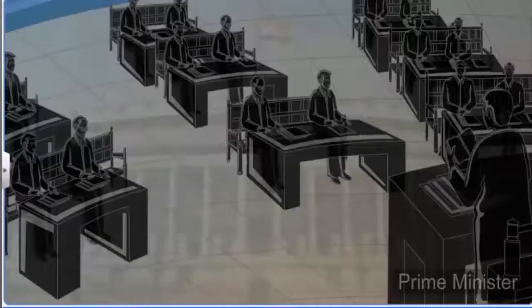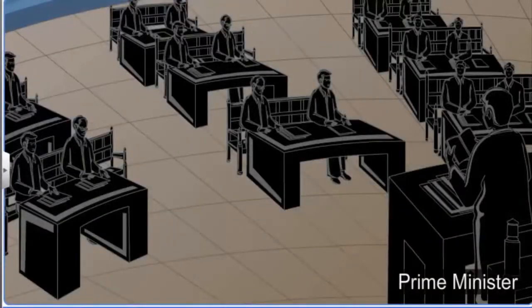Most important decisions are made in cabinet meetings. Due to this reason, parliamentary democracy is also known as the cabinet form of government. All ministers are supposed to honor the decisions of the cabinet.